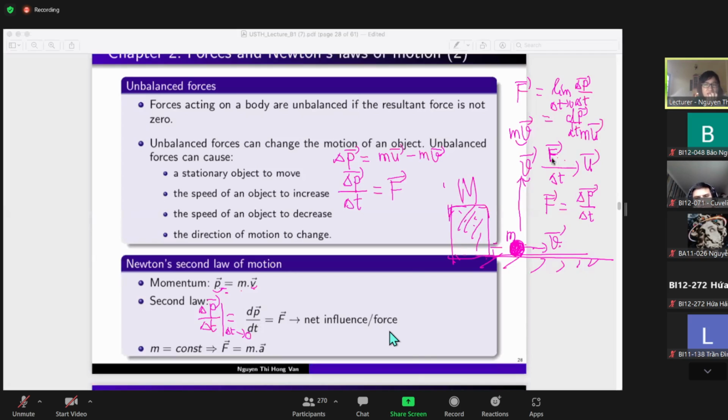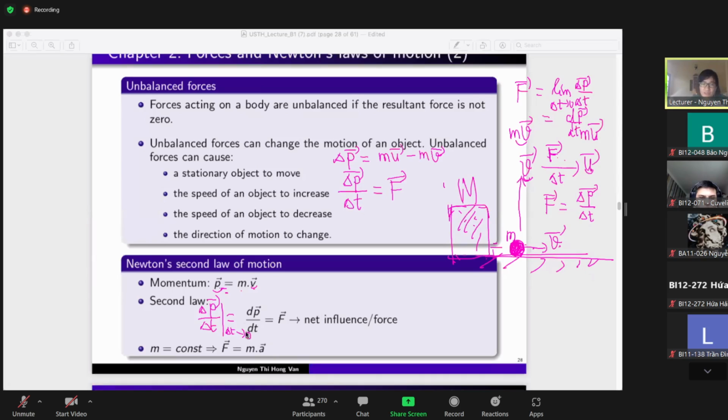Or you can say that under the influence of this force, the momentum of the object changes from this value to this value. Okay? So you get the relation: if you have a force, you will have a change in the momentum.